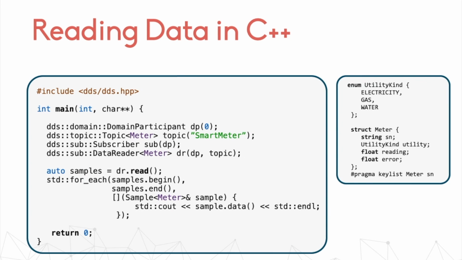The reading side is rather symmetric, so obviously the topic type is the same. We have a similar declaration for the domain participant because, as we will see, that gives us access to the DDS domain. We declare the topic that we are interested in, in this case a consumer, a subscriber, and the data reader for the given topic. Then we just issue one read and, using the standard for each, iterate through the samples that we have received. Again, I will show another way in which you might coordinate with DDS, either to wait for data to be there or to be triggered when data is available, because all those mechanisms are there.